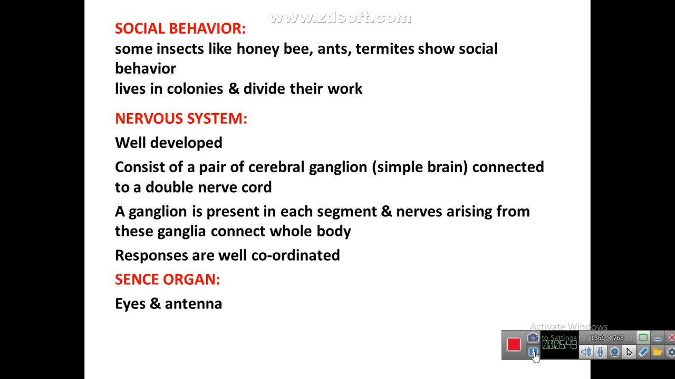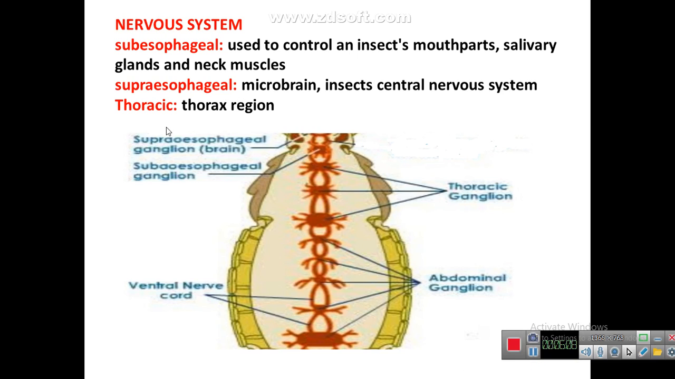Then the nervous system, it is well developed, consisting of a pair of cerebral ganglia or simple brain connected to a double nerve cord. A ganglion is present in each segment and nerves arising from these ganglia connect the whole body. Responses are well coordinated. Sense organs are the eyes and antenna. Diagram showing the nervous system.